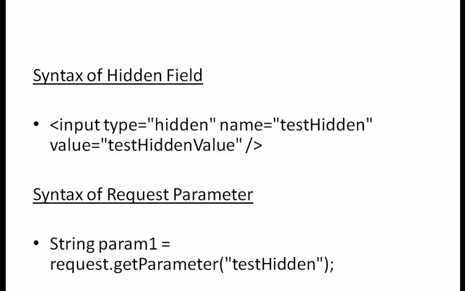This is the syntax for a hidden field: input type, inside the double quotes we are representing hidden, the name, then value. Next is the syntax for the request parameter: String param equals request.getParameter, inside the double quotes, text hidden.